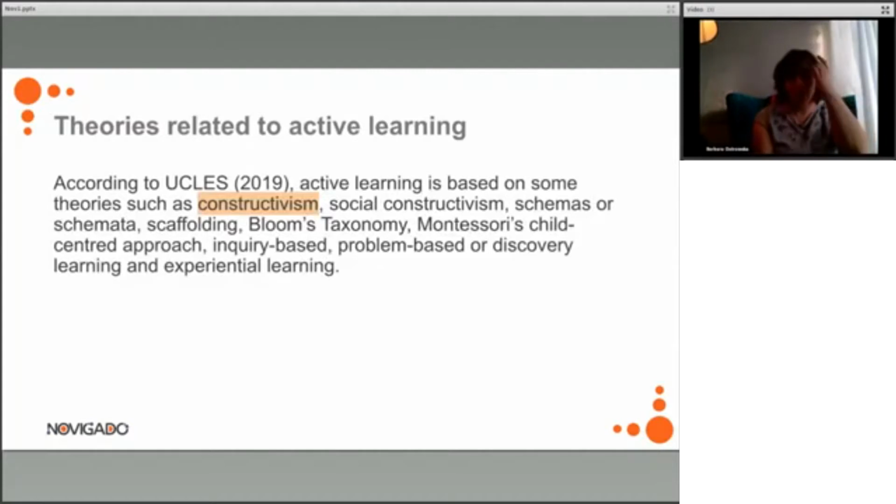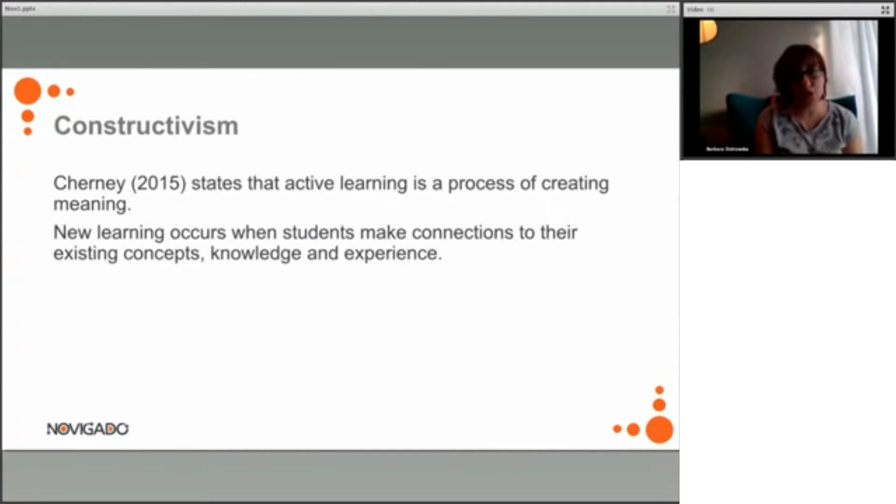And of course, there are many theories related to active learning, among others, of course, constructivism, but also things like scaffolding, like Bloom's taxonomy, which you could see linked to the cone of learning at the very beginning, things like inquiry-based and problem-based or experiential learning. So many different theories that we might connect to active learning. They are all great examples of that. And I think that a very short introduction to constructivism is also important here.